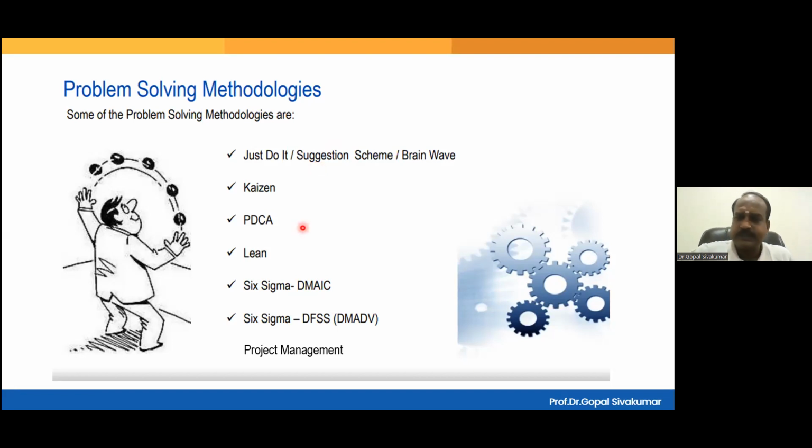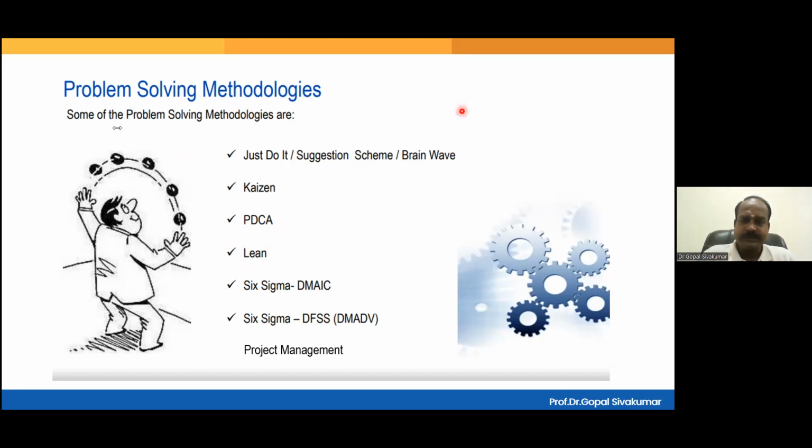PDCA, also known as the Deming cycle: plan, do, check, act. PDCA means plan, do, check, act. This is again another problem-solving methodology by which you can improve your performance. And please note, certain approaches are meant for small improvement, like Just Do It, Kaizen, even PDCA. This is for small improvement, but certain approaches are meant for breakthrough improvement.